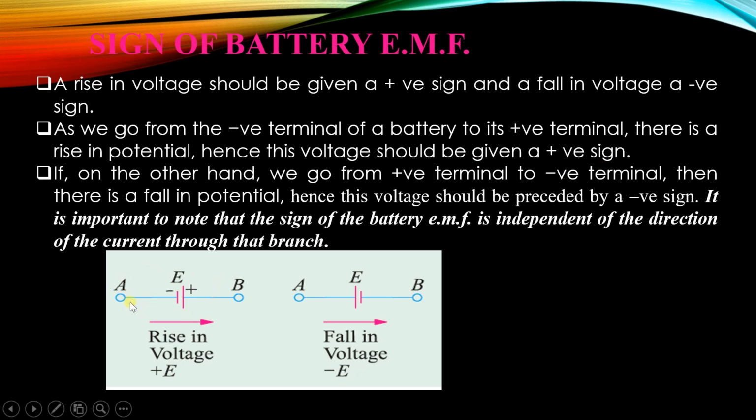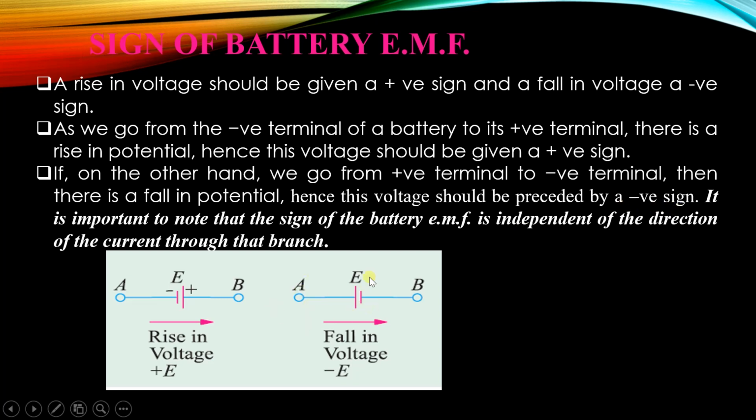As shown in the figure, if we take a voltage source between A and B, with negative and positive terminals, when we go from A to B, that means negative to positive, this is called a rise in voltage and we give a positive sign to this voltage. And on the other hand, if we go from the positive terminal to the negative terminal, then there is a fall in potential. Hence, this voltage should be preceded by the negative sign.